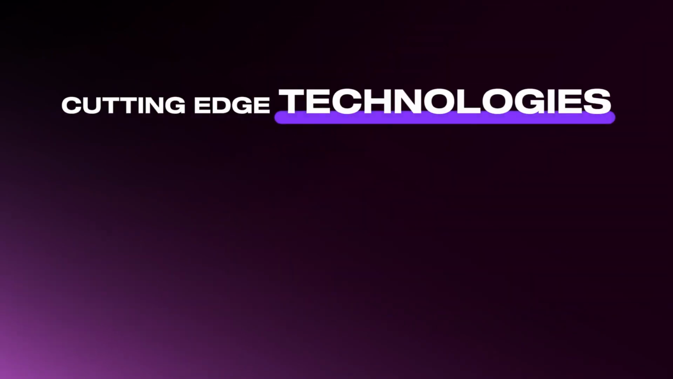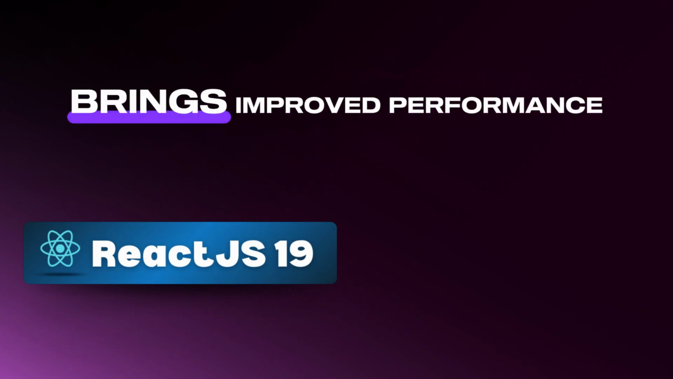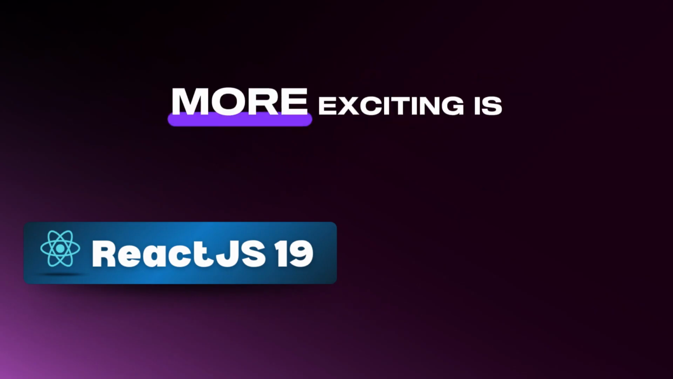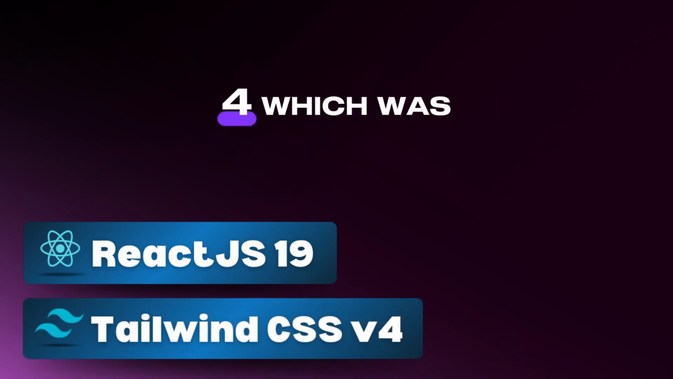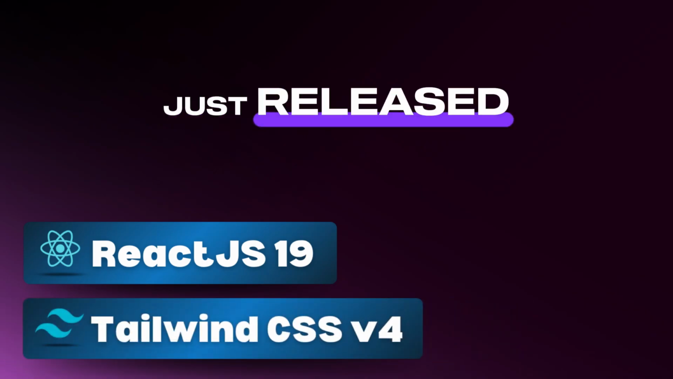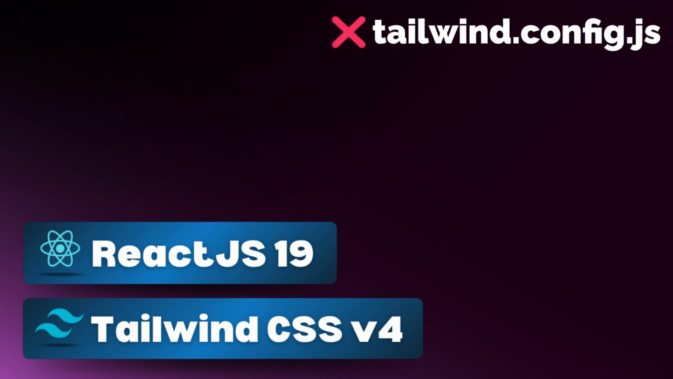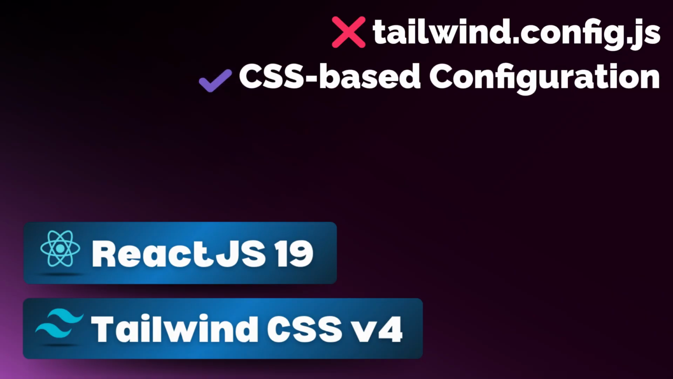For this project, we're going to use the latest cutting-edge technologies, React 19 that brings improved performance and features, but what makes this build even more exciting is Tailwind CSS 4, which was just released. This version of Tailwind introduces some major changes, including the removal of the configuration file by default, built-in CSS variables, and better performance optimizations. It's brand new, super powerful, and perfect for building a sleek, modern UI effortlessly.